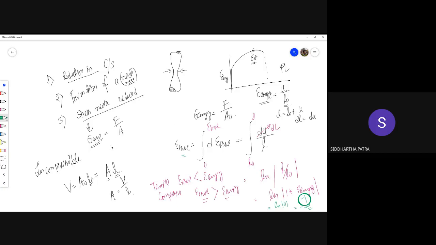But then the cross-section area reduces in a tensile loading. Therefore, the true stress is actually higher than the engineering stress. Now, from this relation of incompressibility, I can say this is essentially F divided by A0 times L by L0, which basically means engineering stress times 1 plus engineering strain.